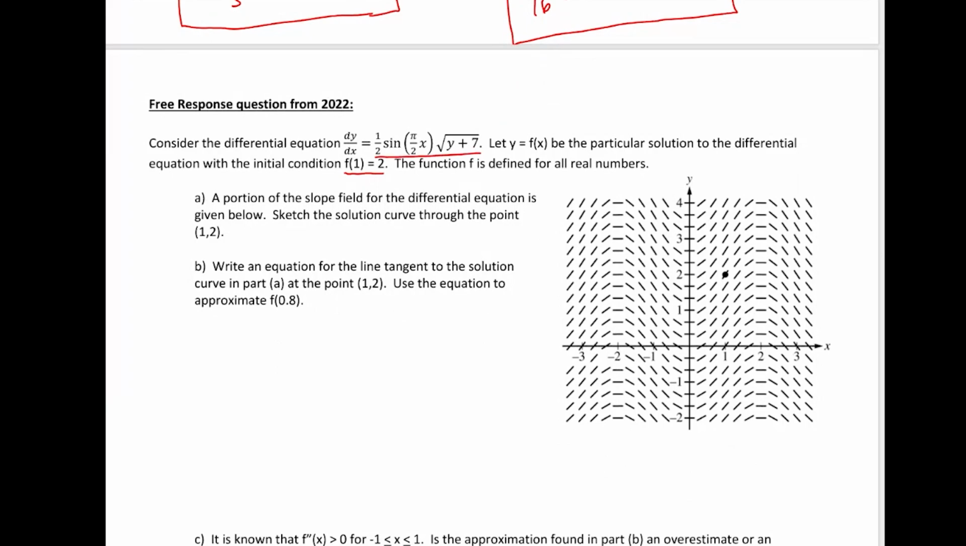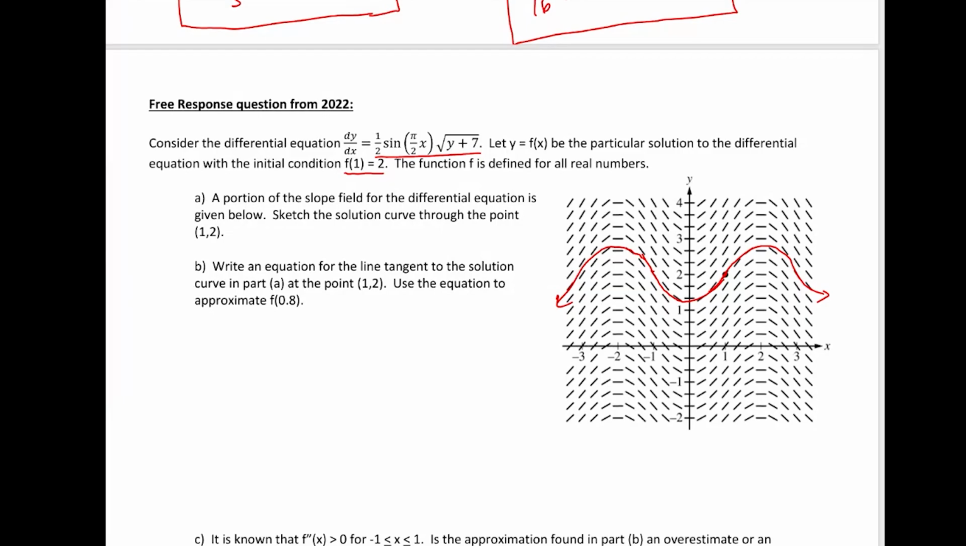Part A says a portion of the slope field is given below. Sketch the solution curve through the point (1, 2). Okay, so (1, 2) is labeled there, and basically you're just going to follow the slopes. And it looks something like this. I think it should not be too hard to come up with this. It's just supposed to be kind of a general sketch here. You don't have to be super accurate about that.